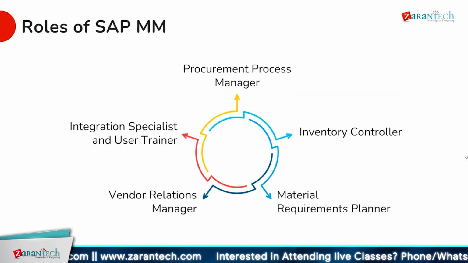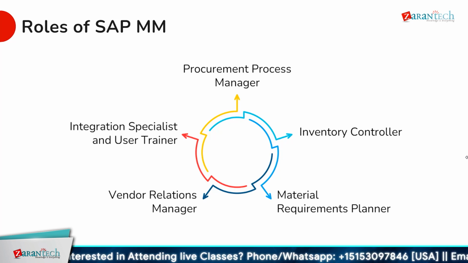Now, moving ahead, let us dive into the roles of SAP MM. There are several key roles involved in the effective use and management of SAP MM. The procurement process manager is responsible for overseeing the entire procurement cycle from requisition to payment. They ensure compliance with procurement policies, manage supplier relationships, and optimize procurement strategies.